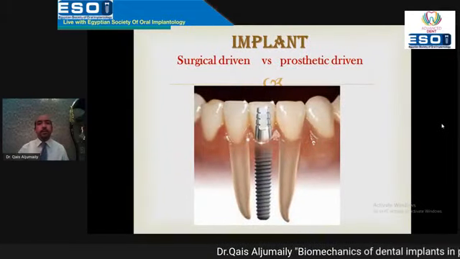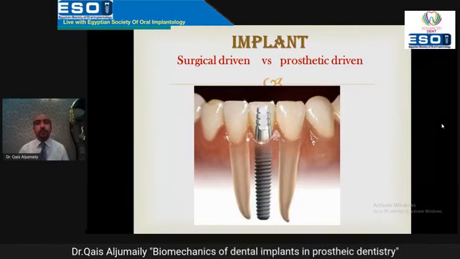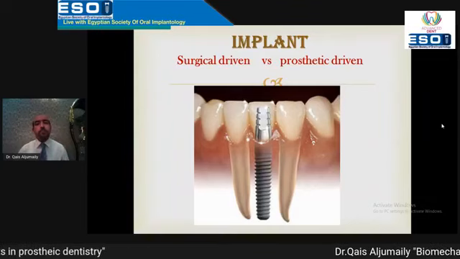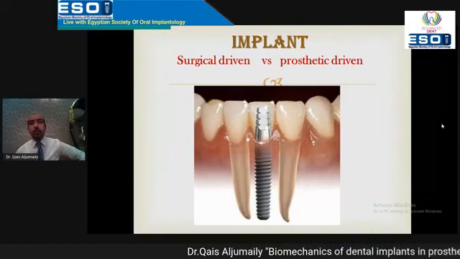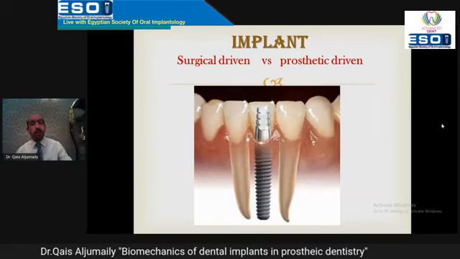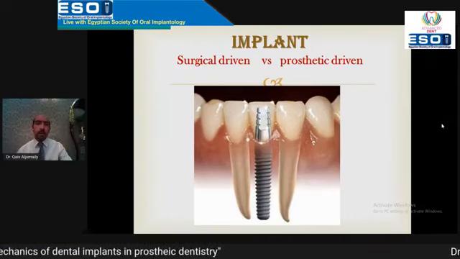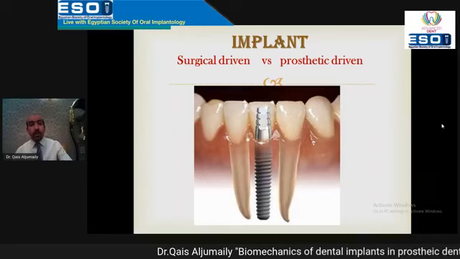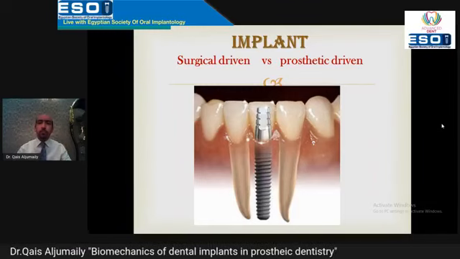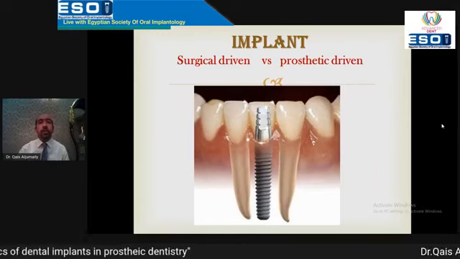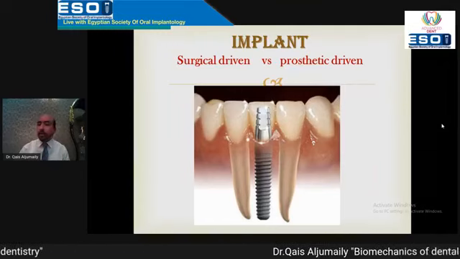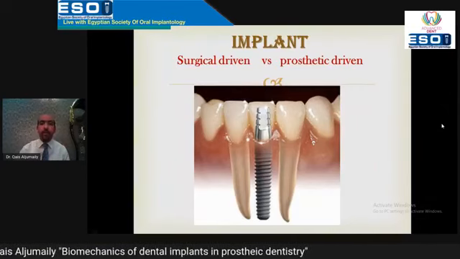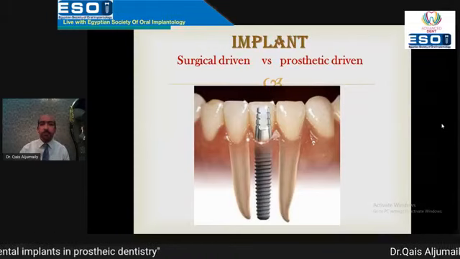In implants, there is something called surgical driven implant and prosthetic driven implant. Unfortunately, many of our colleagues, many of the dentists, do dental implants without focusing on the prosthetic part, without thinking about the future prosthesis that the patient will wear. They are focused mostly on the surgical part. So today we are going to show the prosthetic driven implant and the importance of focusing on the prosthetic part of the dental implant before starting the surgery.